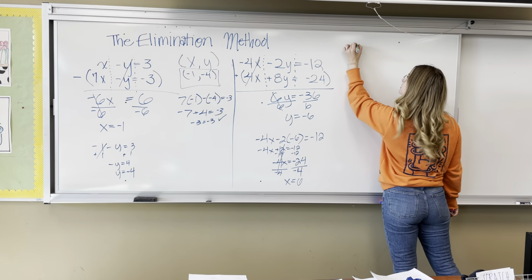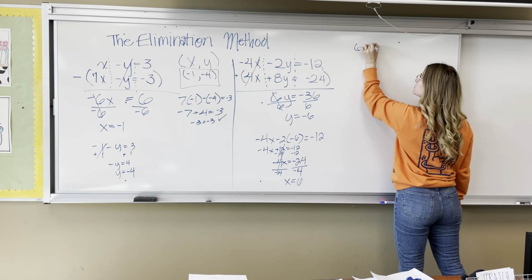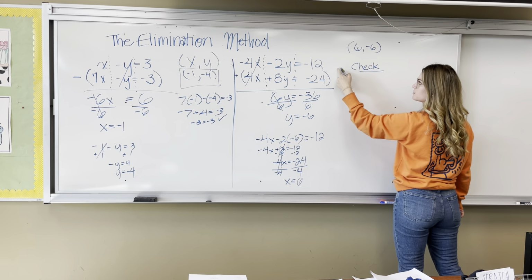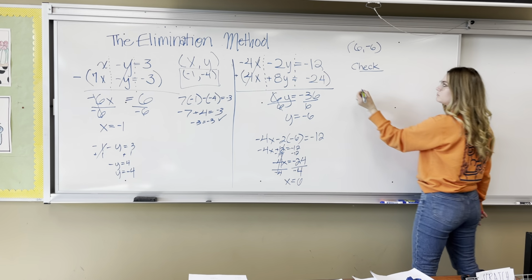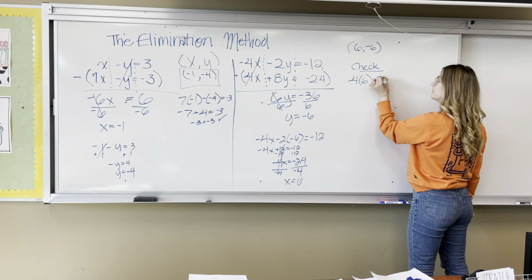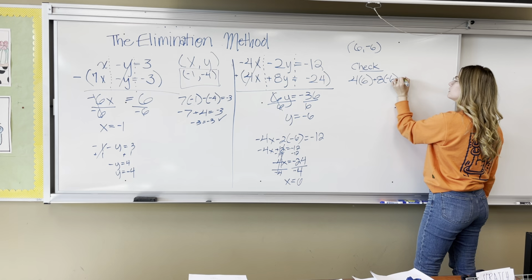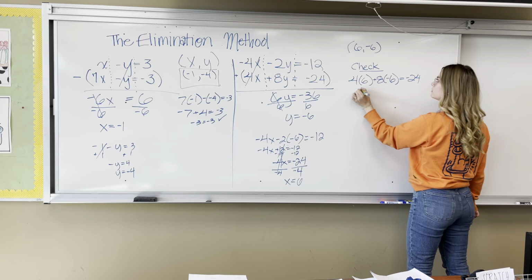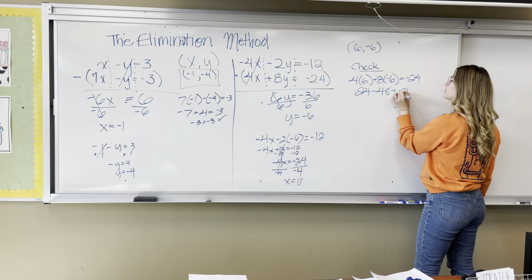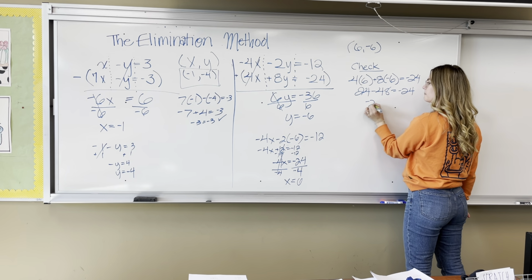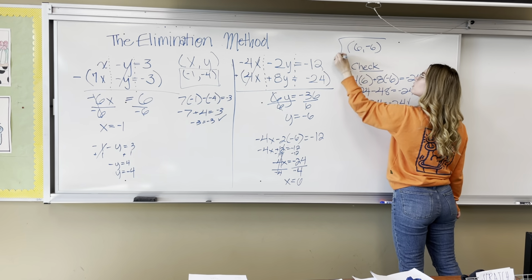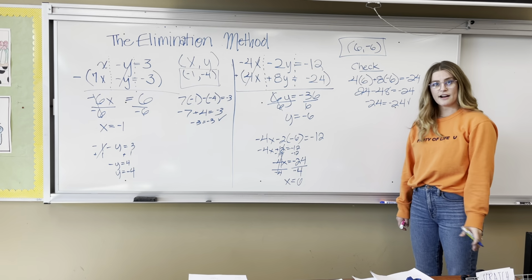So we have x is 6 and y is negative 6. And now we're going to check it in the second equation since we used the first equation already. So 4 times parentheses 6 plus 8 parentheses negative 6 equals negative 24. So 24 minus 48 equals negative 24, which is true. So that is the right coordinate. That's where they would cross on the graph.